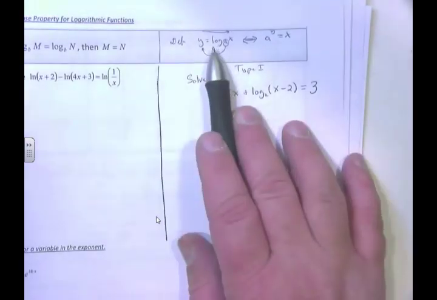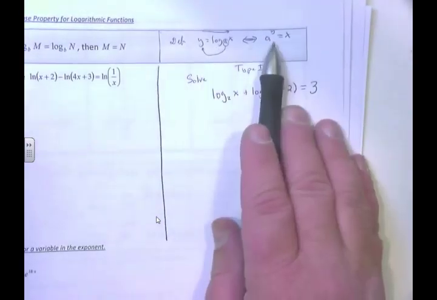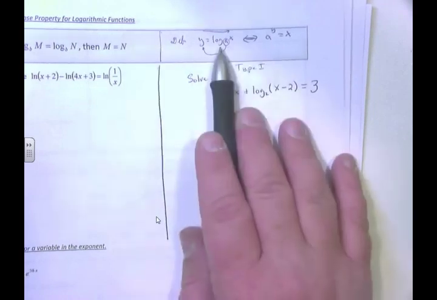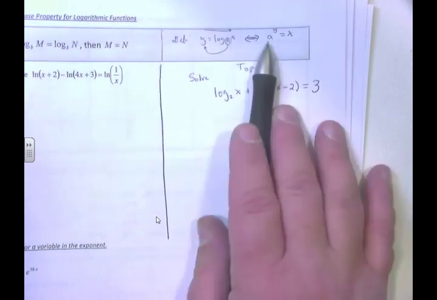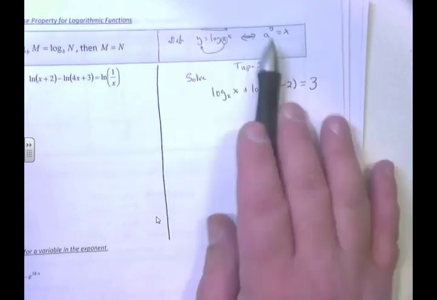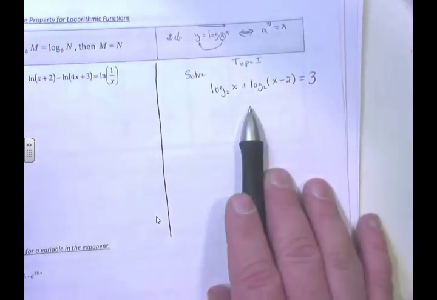But here's the deal. To be able to use this definition of logs to rewrite it, you've got to have one log. You remember all those log properties we did? Here's where it shines for you. To be able to use the definition of logs to rewrite it, I've got to have one log, which means I need to combine logs.